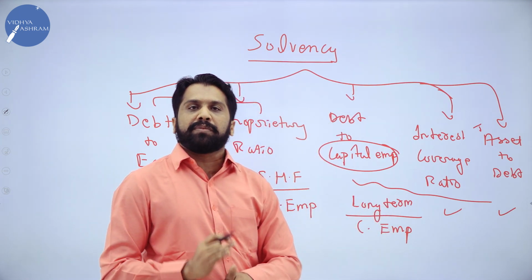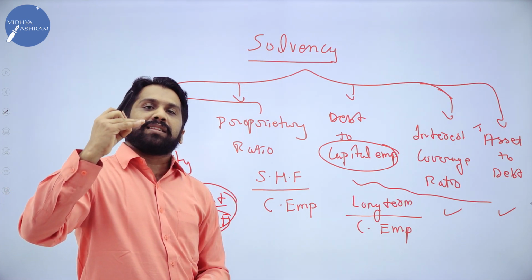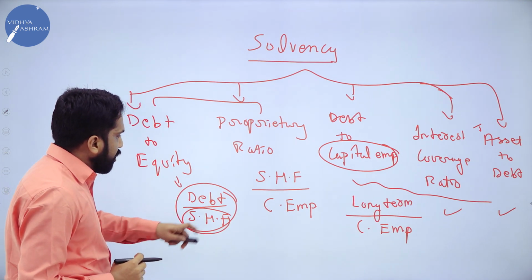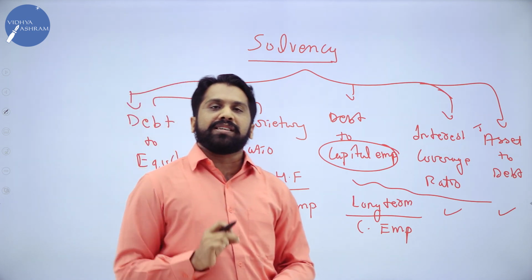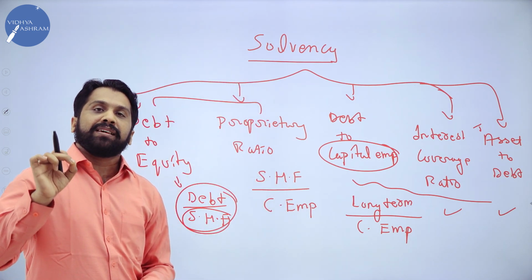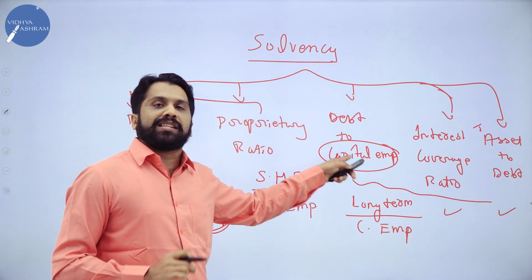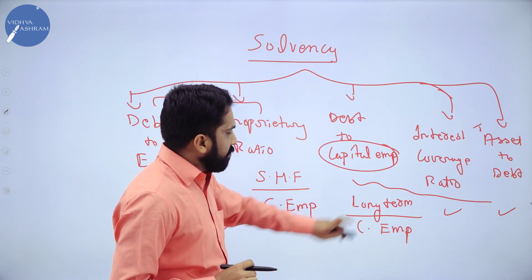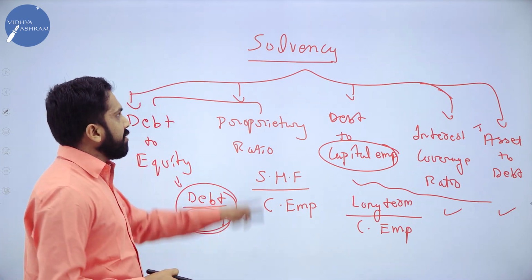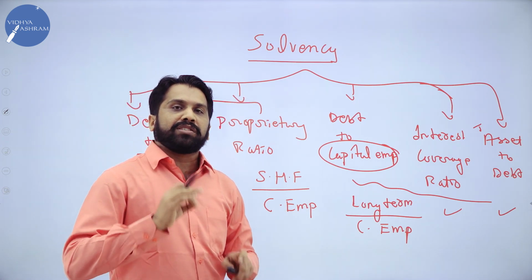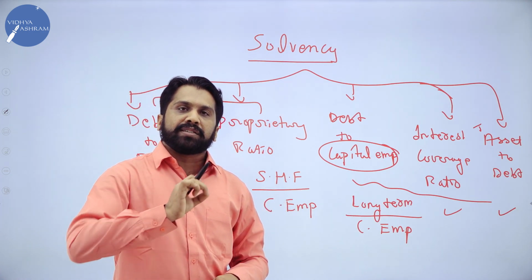Now, you just have to remember the first 3 formulas. Debt equity ratio formula, debt or long-term loan divided by shareholders fund. Second one, proprietary ratio, shareholders fund divided by capital employed. And the third one, debt to capital employed. In the question itself, we have a formula: long-term loans and capital employed. Clear? So today we are discussing solvency ratio. Under solvency you have 5 sub ratios. Those 5 sub ratios we will complete today.